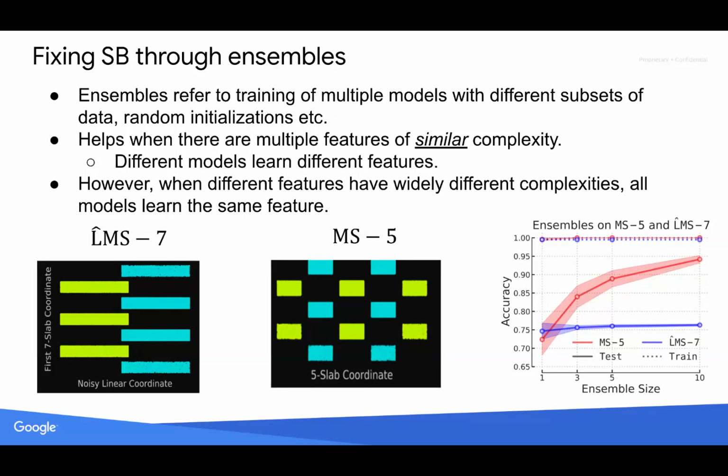However, in the left-hand plot, where we have this L hat MS7, the x-axis is almost linearly separable, but the y-axis is not linearly separable. It's separable only by a piecewise linear classifier. It turns out that even when we train multiple models, all of them end up relying on the linear classifier, and consequently, when we put them together in the ensemble, their robustness does not increase, as is indicated by the blue line in the rightmost figure, which shows the accuracy plot.